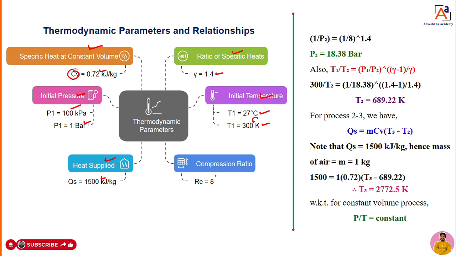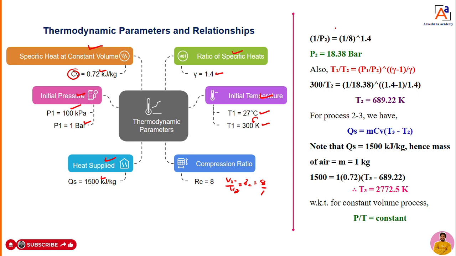Also in the problem itself he has given the compression ratio, that is V1 by V2, which you can take as small rc or capital RC or small r itself, that is equal to 8:1. So that also he has given. Now he has given all the data. Now what I will do, I will go step by step.